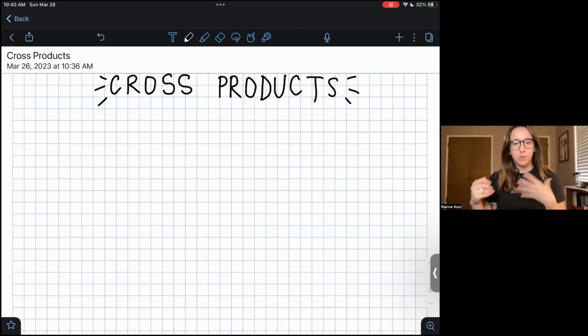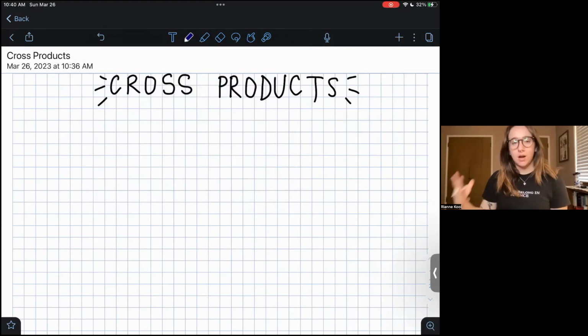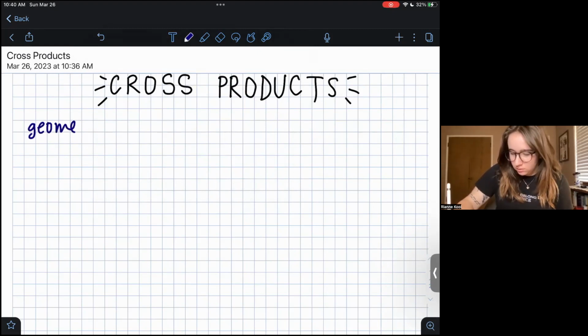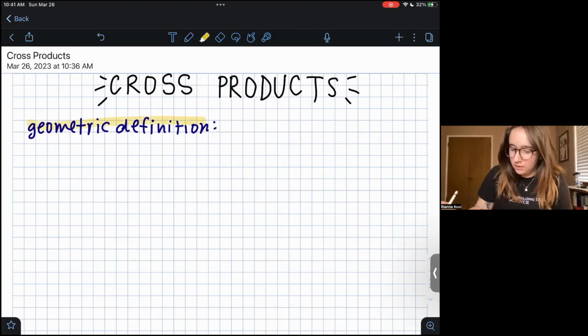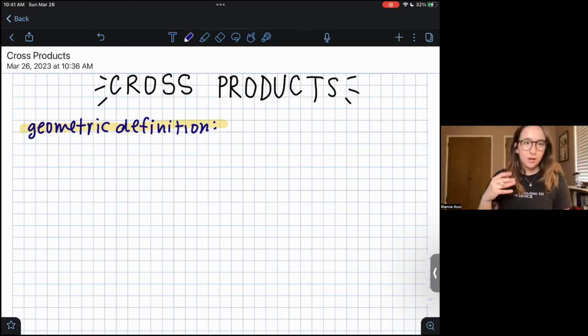The first one, which is the one we're probably going to use the most often in this class, is going to be the geometric definition of a cross product. So when we think about the geometric definition of a cross product, we're going to assume that we have two vectors. Another way to think about cross products is that it is the vector product of two vectors.